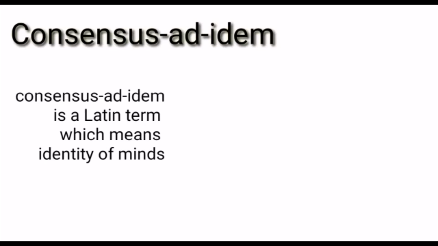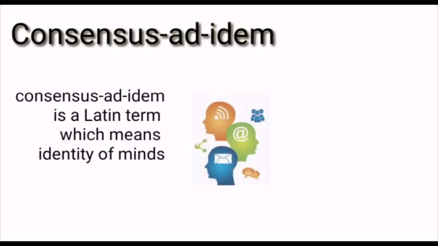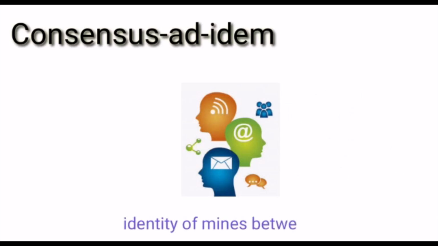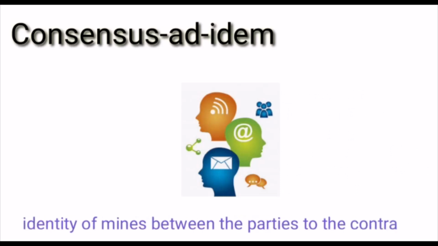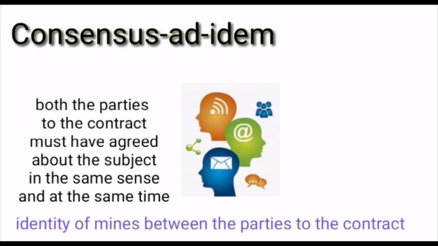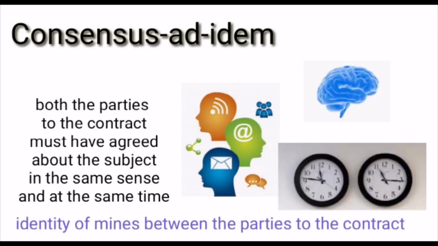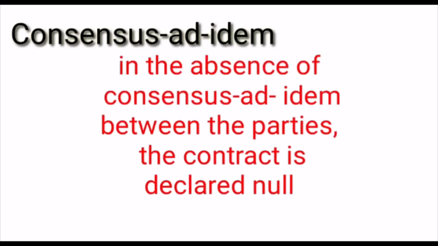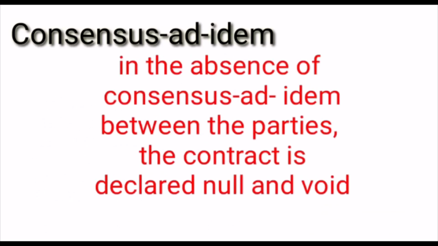Consensus ad idem. Consensus ad idem is a Latin term that simply means identity of minds. For a contract to be valid, there must exist consensus ad idem. It means identity of minds between the parties to the contract. In other words, both the parties to the contract must have agreed about the subject in the same sense and at the same time. In the absence of consensus ad idem between the parties, the contract is declared null and void.